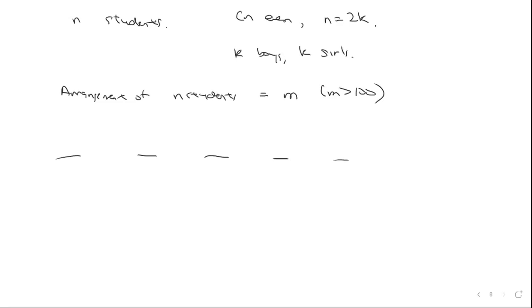Well, I've got k boys, which is represented in this black. I'm going to basically let them sit. So the arrangement of the boys is going to be k factorial, where k is n over 2, right? So n over 2 factorial. And then that means with these k boys seated, I now need to have the girls go in between them.